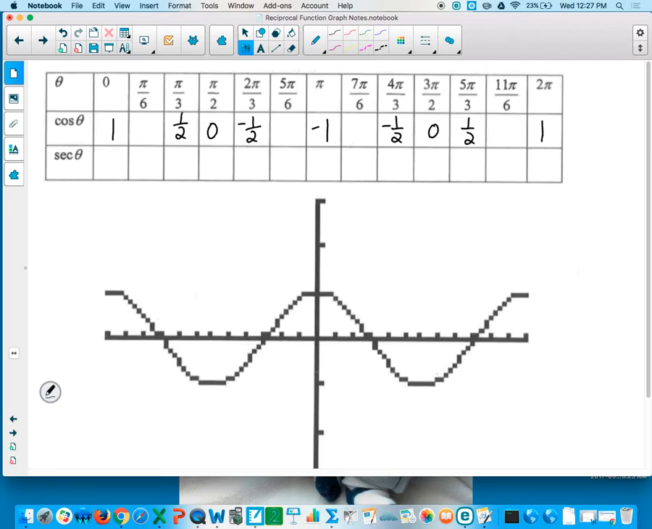Just like before, anytime it's 0, it will be undefined for secant, also where the asymptotes will be. So again, we'll do this in a different color. I'm actually going to put the one cycle that we are going to graph in blue, and then the red one will be just the extra cycle.